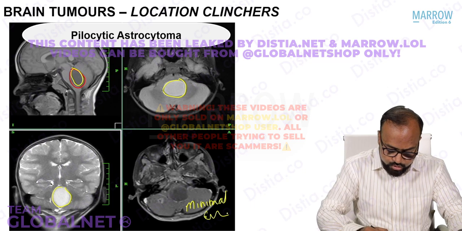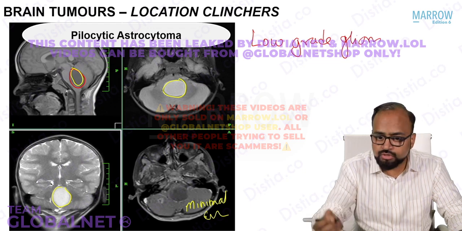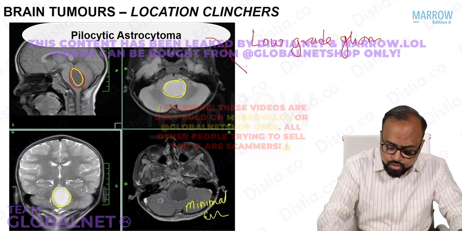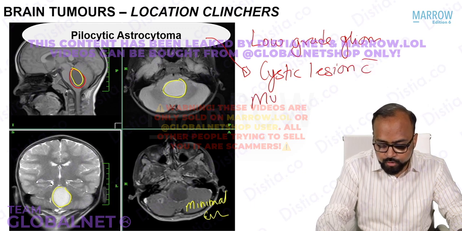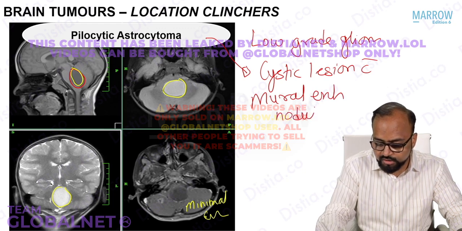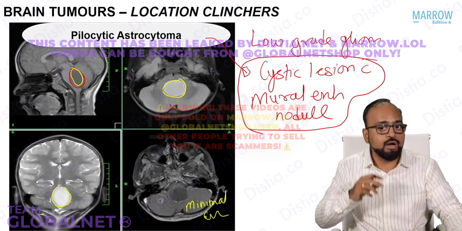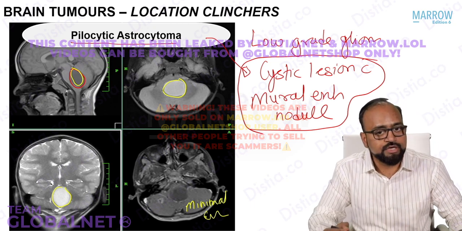That is because it is actually a low-grade glioma. So, this is a low-grade glioma, shows variable enhancement pattern. Very commonly, this also presents as a cystic lesion with a mural enhancing nodule. So in a child, if you see a cystic lesion with a mural enhancing nodule around the fourth ventricle, then your diagnosis you should be thinking of is pilocytic astrocytoma.